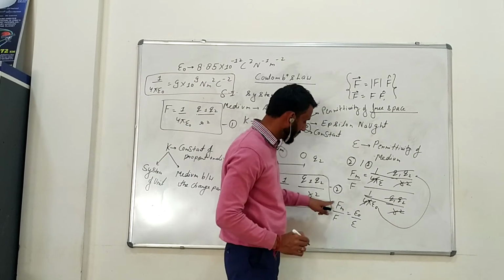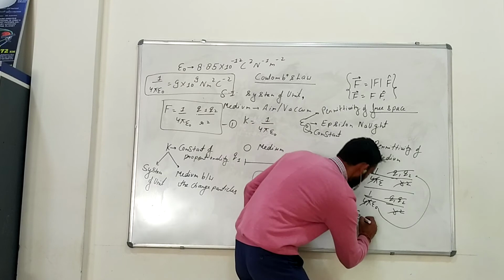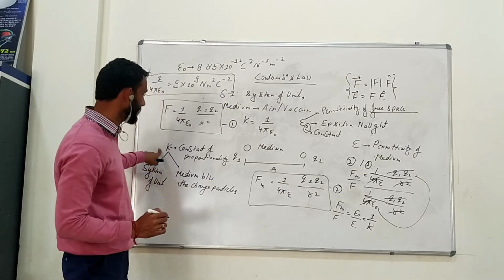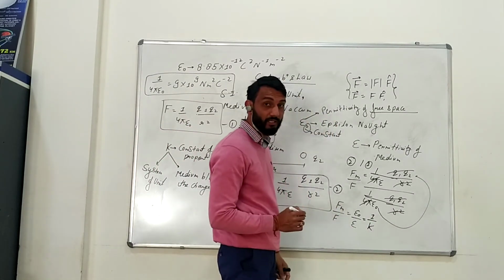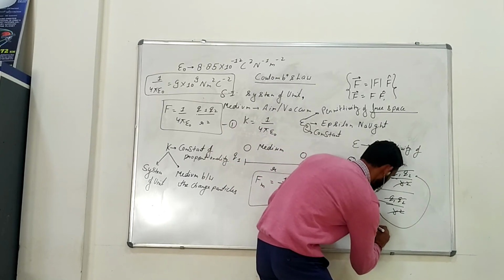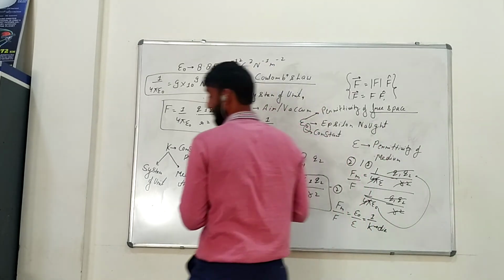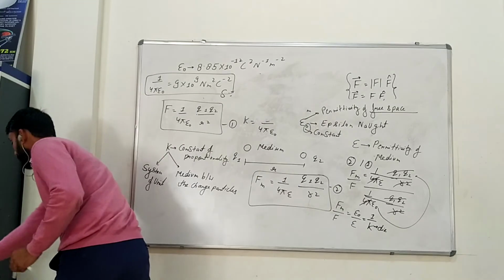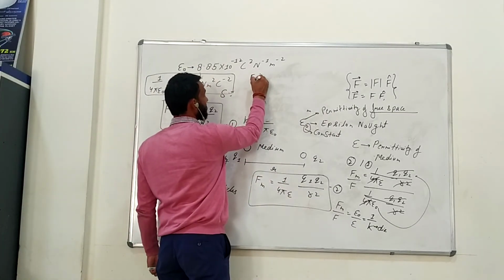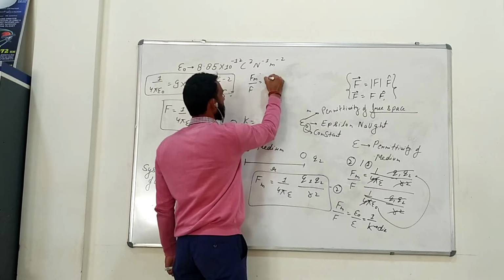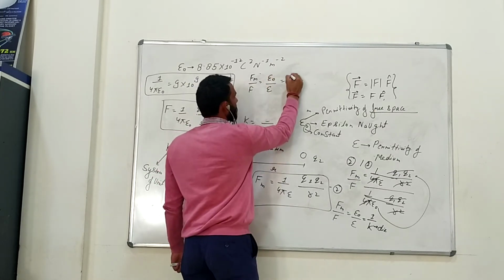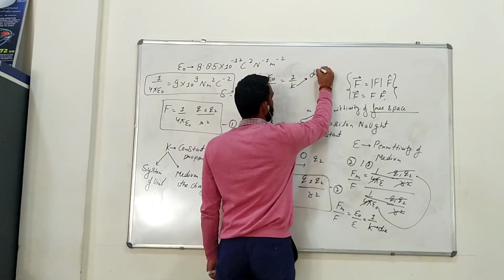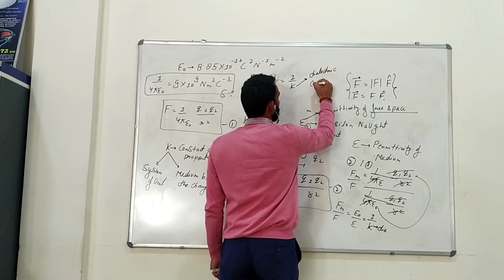And this is what we call 1 by k. Now remember, this k is different. The earlier k was a constant of proportionality, but this k is something which we call the dielectric constant. So that k, which is Fm upon F, equals epsilon naught upon epsilon, equals 1 by k, and this k is what we call the dielectric constant.